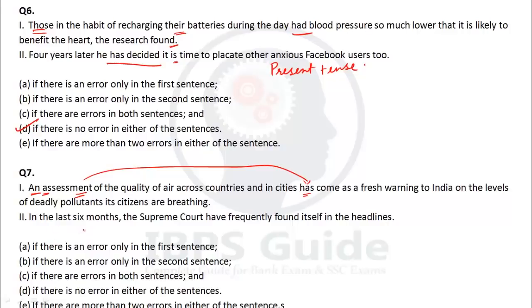Second sentence, in the last 6 months, the Supreme Court have frequently found itself in the headlines. Look, Supreme Court is singular, so we have to take a singular verb. Singular verb means that is has. It will not be have, it should be has. Frequently found, then itself is used for the Supreme Court. So that's why the second sentence is wrong. That's why B will be the correct option, if there is an error only in the second sentence. Let's move to question number 8.